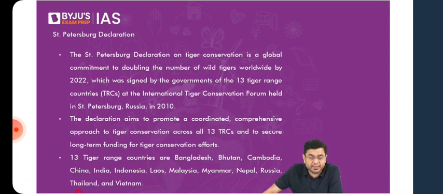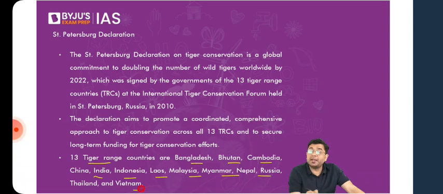Then we come to the St. Petersburg Declaration, which was a part of the global tiger framework to increase tiger population across the tiger range countries. So tiger range countries, as we have talked about, you have 13 various different countries where tigers are naturally to be found. So here the 13 tiger range countries are Bangladesh, Bhutan, Cambodia, India, China, Laos, Malaysia, Myanmar, Nepal, Russia, Thailand, and Vietnam. So while the population of tiger has been increasing almost in all of these countries, other than the East Asian nations. So here a question can be framed that globally the tiger population is increasing across all countries. That will be an incorrect statement to make.